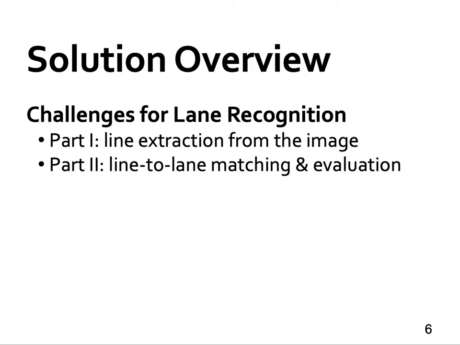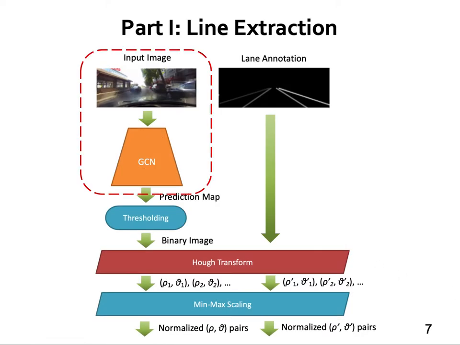Our model design consists of two parts, one for extracting lane lines from each image, and the other for matching the extracted lines to the corresponding lane lines for more scientific quality evaluation. In stage 1, we first use GCN to extract a prediction map from each input image, where each output pixel is associated with a predicted probability that the pixel is part of a lane line. Here GCN refers to the global convolutional network, not the graph convolutional neural network that has been quite popular these days.